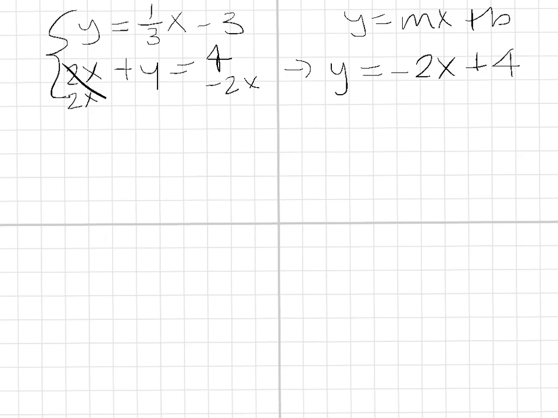So we're going to start with the first one. We're going to go down to negative 3. And since my slope is 1/3, that means I'm going to go up 1 and over 3. Up 1 and over 3. And we're going to put that line in. That's not very exact on my part. I apologize. And then we're going to throw in this one right here.